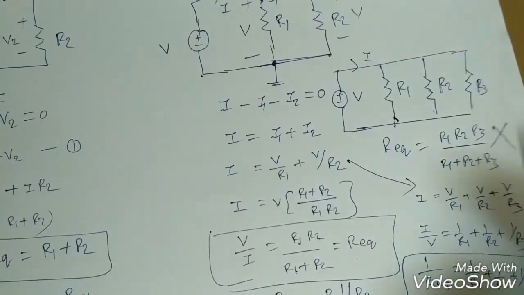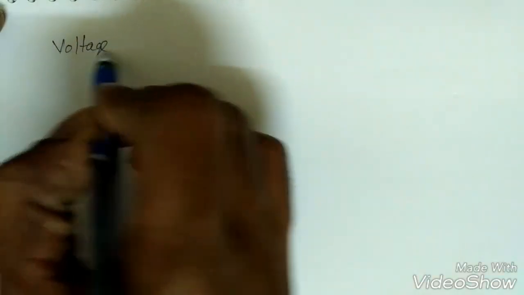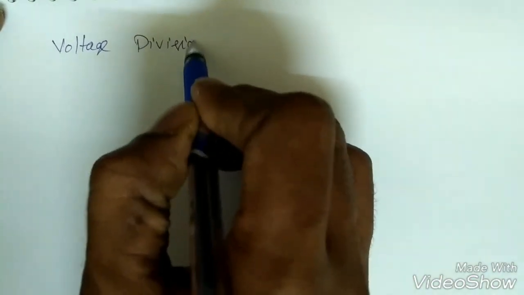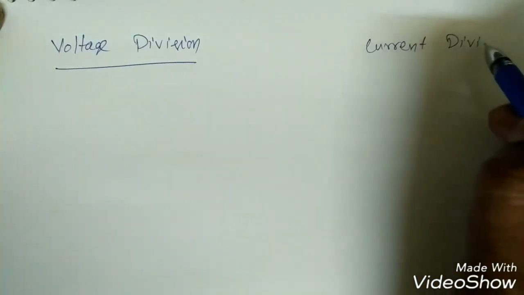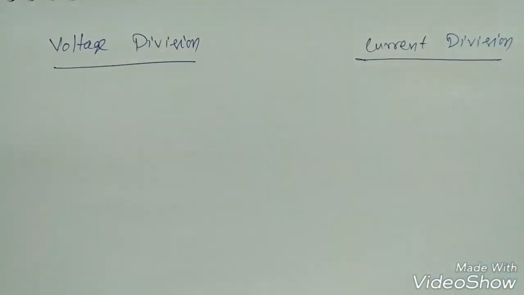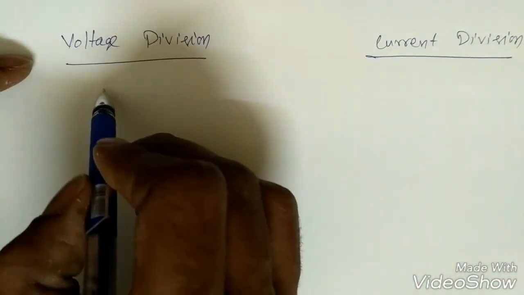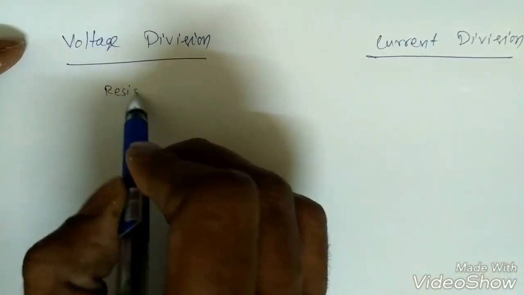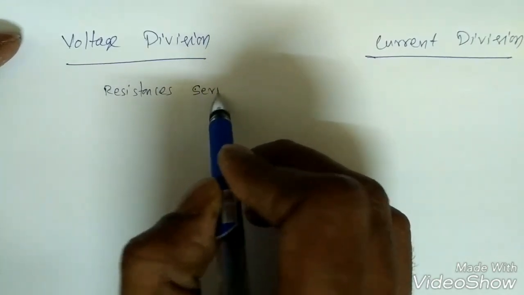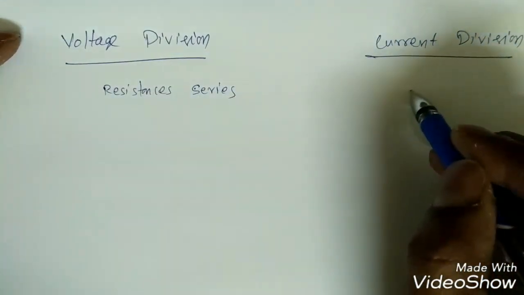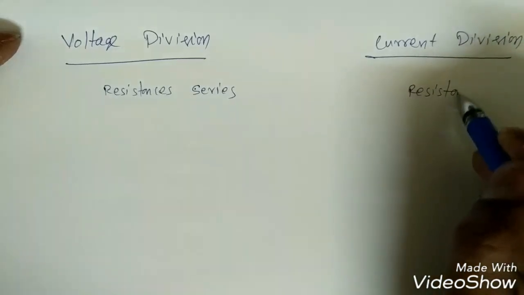The last point we need to study in this lecture is voltage division and current division. So voltage division across resistances, similarly current division. This is a very important topic also, right? Now voltage division will happen when the resistances are in series. Resistances should be in series. Now current division will happen when the resistances are in parallel.